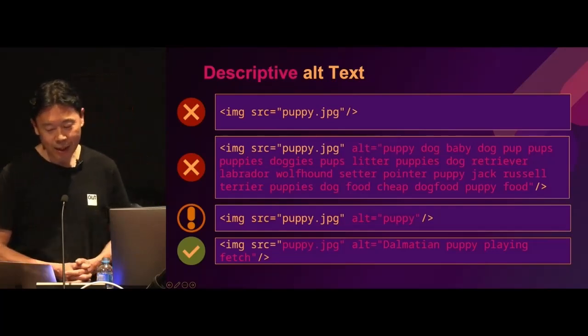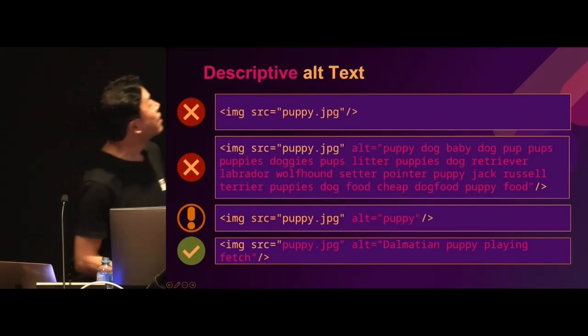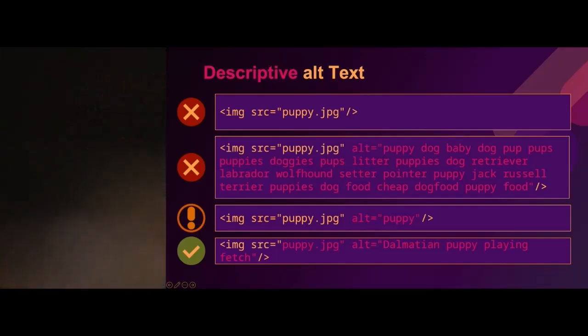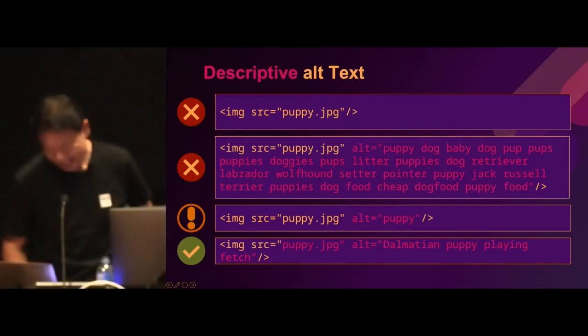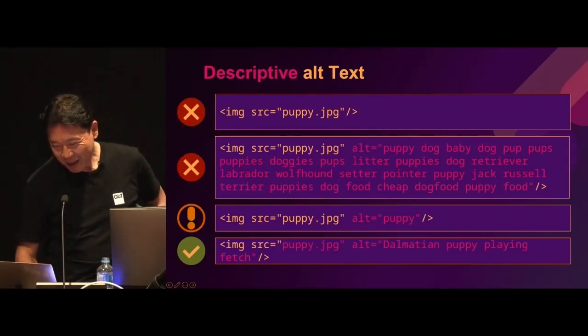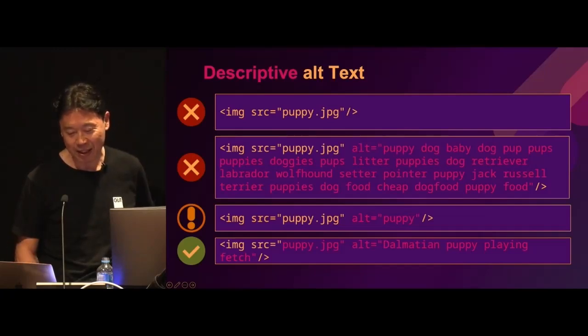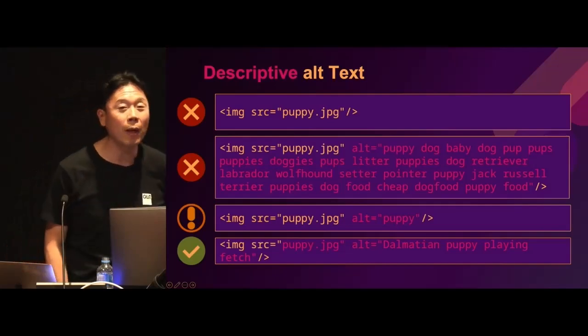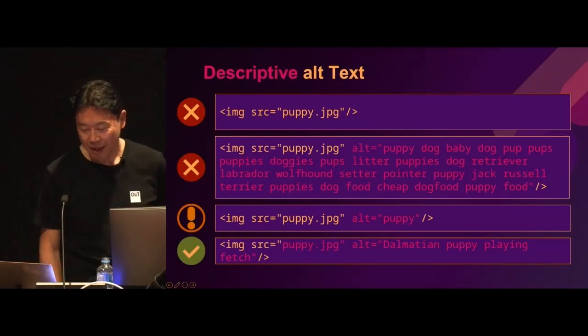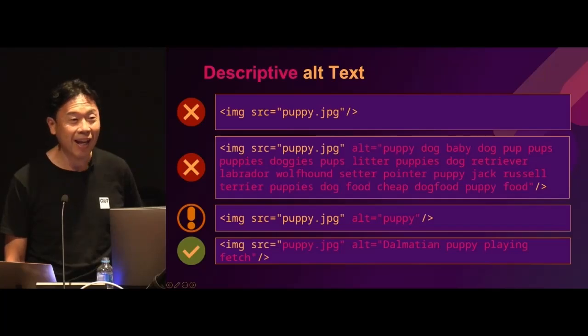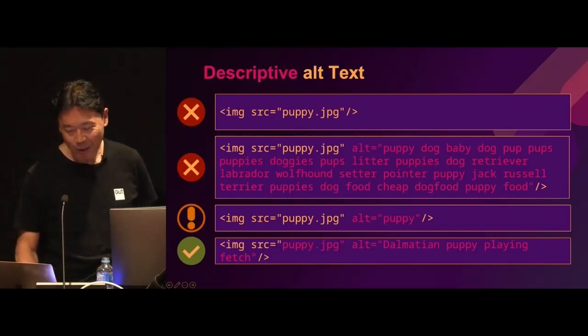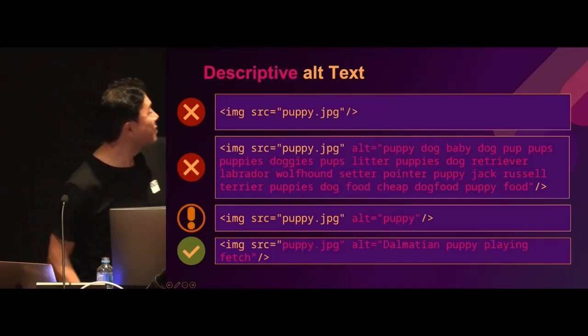Take a look at the second code example on the slide. You should never stuff your alt text with a bunch of keywords just because Google uses it to understand images. That is called keyword stuffing, and it can actually penalize your website. Never do that, okay?